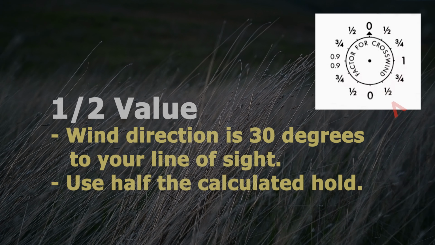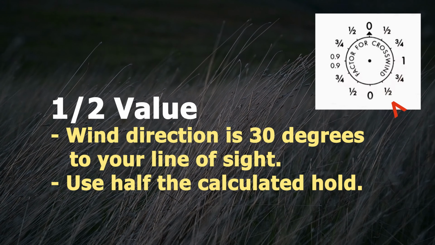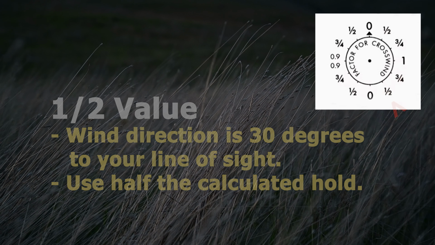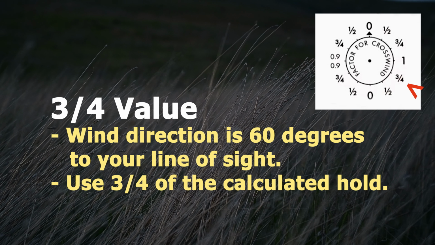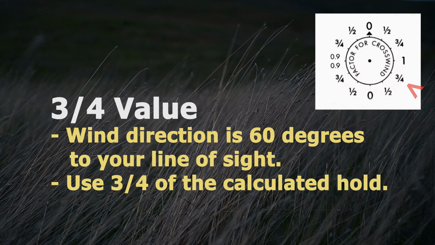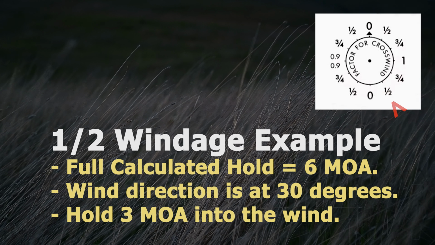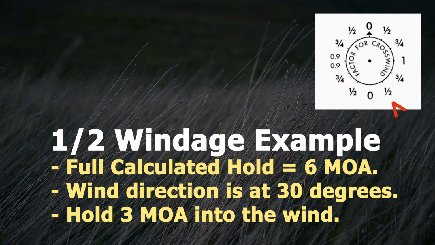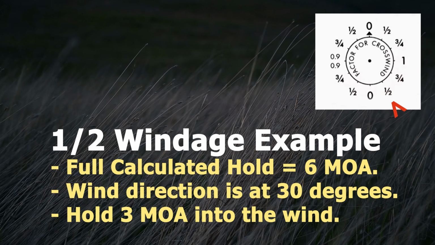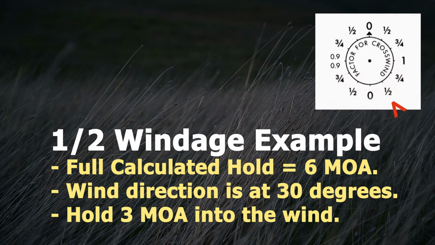This one uses a value of half at 30 degrees from line of sight and 3/4 at 60 degrees. So if your calculation produces a full windage value of 6 MOA, but the wind is 30 degrees to your aim, divide 6 by 2 to get an actual windage of 3 MOA.